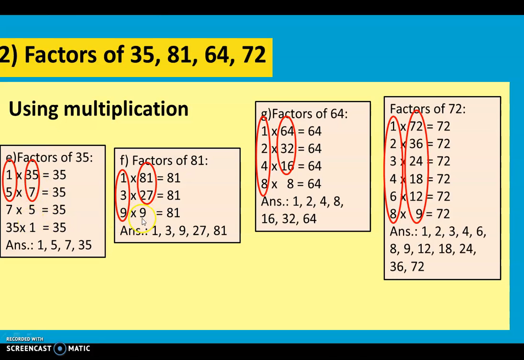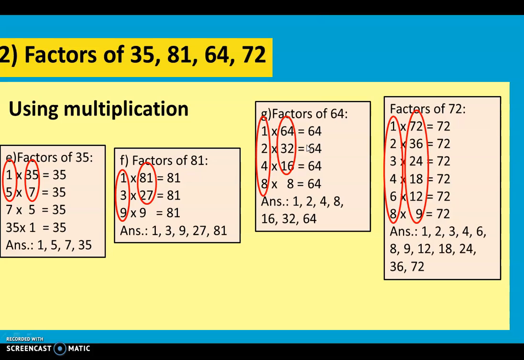When you get the same, 9 nines, 4 fours, 6 sixes, 3 threes, like that, you will stop there only. And the remaining numbers which are here, you will be taking. Say for example, 1, 3, 9, 27, 81. These are our factors. So it will go like this way, like an L, like this: 1, 3, 9, 27 and 81.